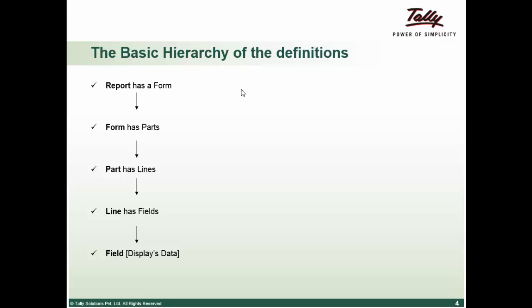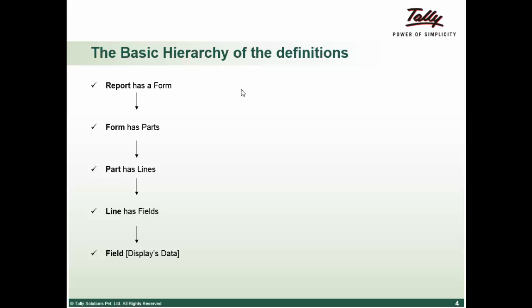Lines are always vertically sequenced. A line can further contain lines or fields, and at the end each line will have fields. Fields are horizontally placed in the line. A field can further contain fields. At the end, finally, a field will display the data.